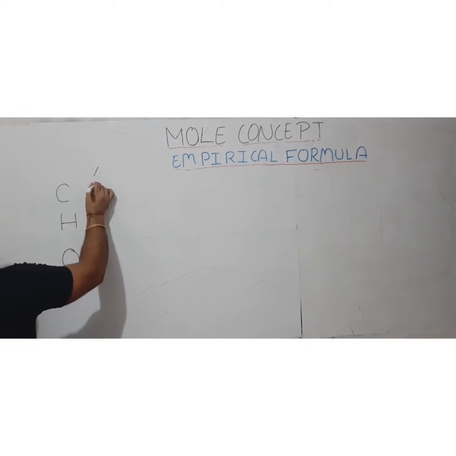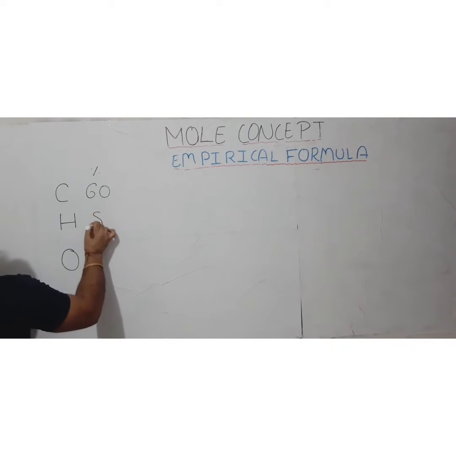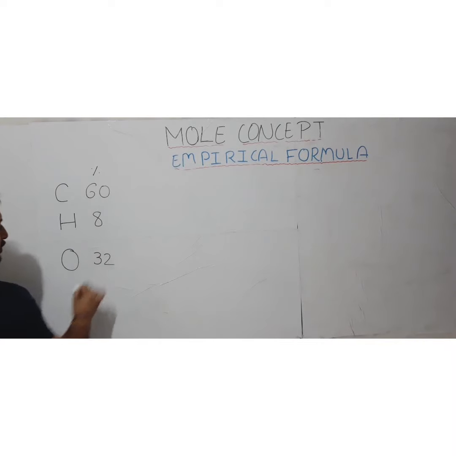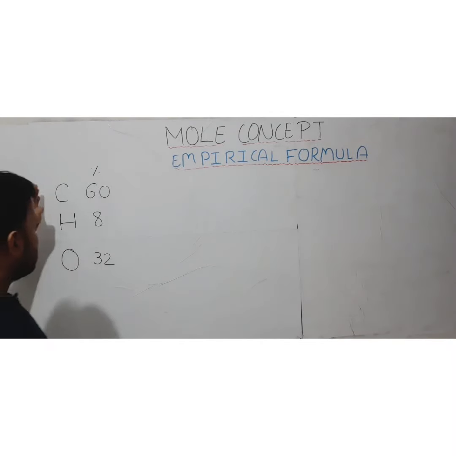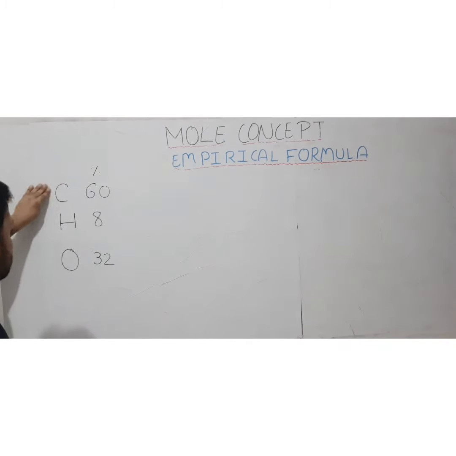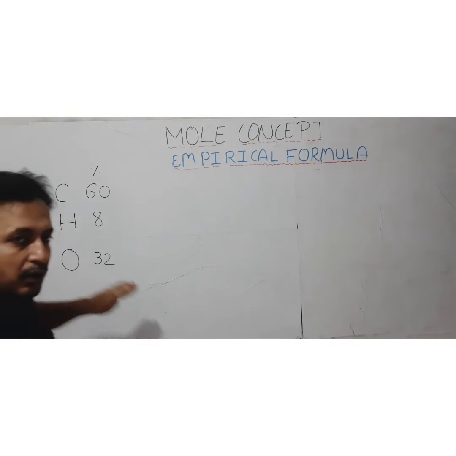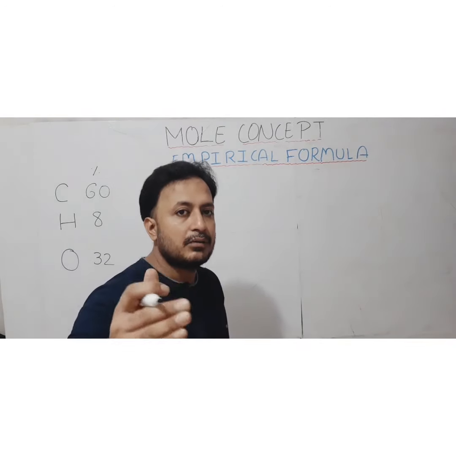Suppose carbon is given around 60%, hydrogen is given around 8% and oxygen is given around 32%. Because we are taking it as an example, we can write any percentage here. So there is a compound where carbon, hydrogen and oxygen are there, and their percentages are given to you. Now they will ask you to find the empirical formula of the compound.